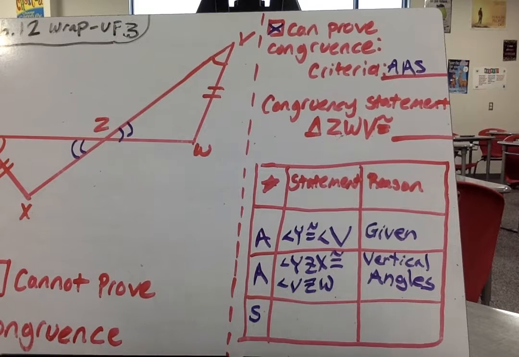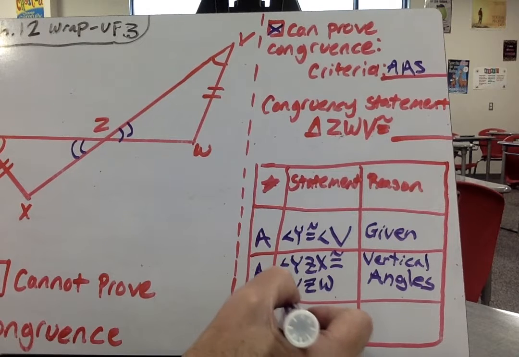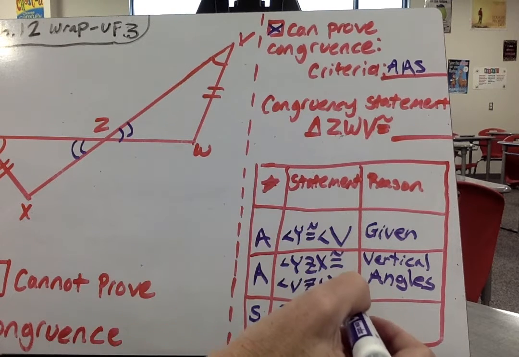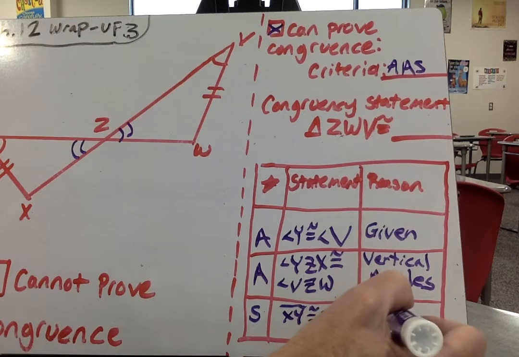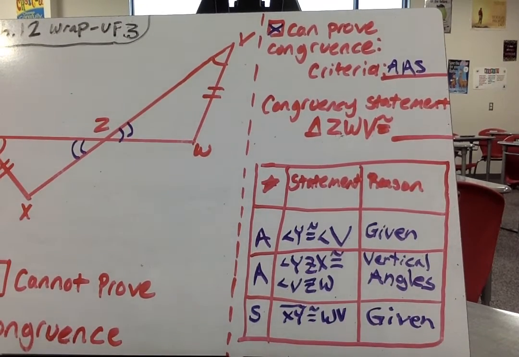Okay. Next, the side. We could say XY is congruent to WV. And that is also given. And we're done with number 11.